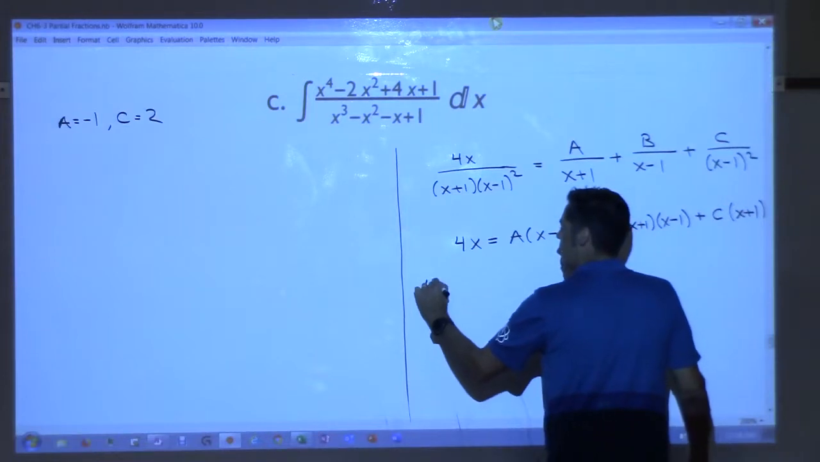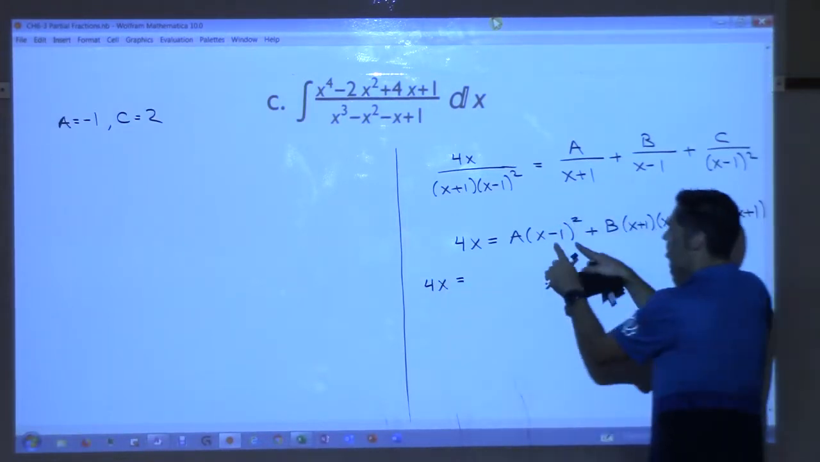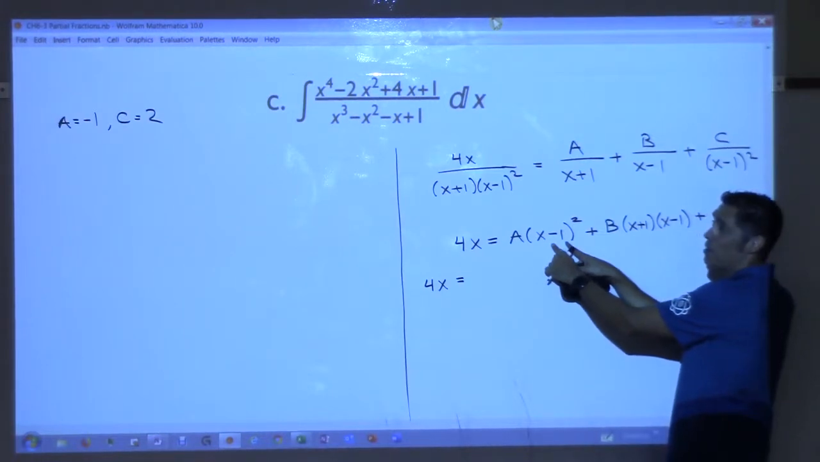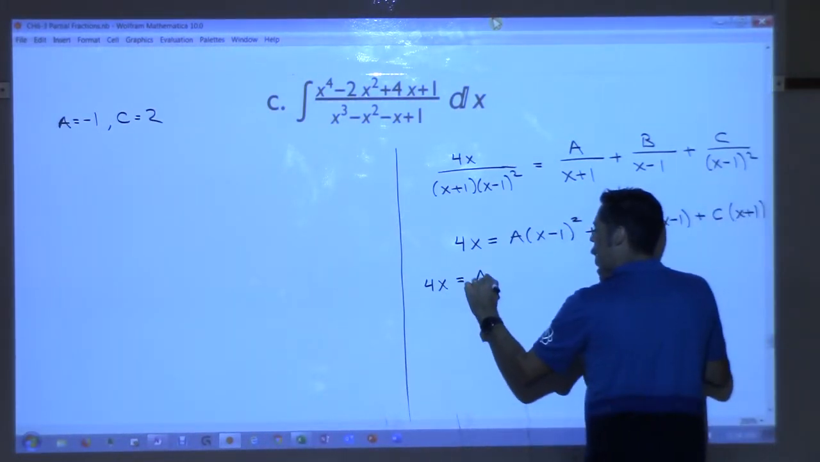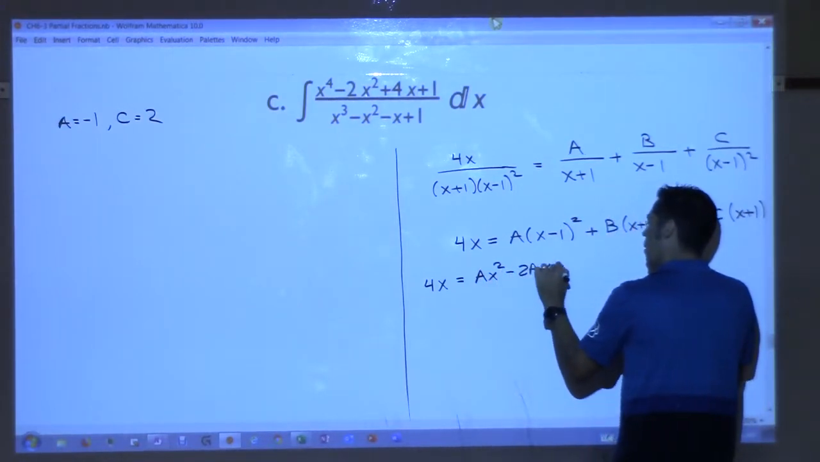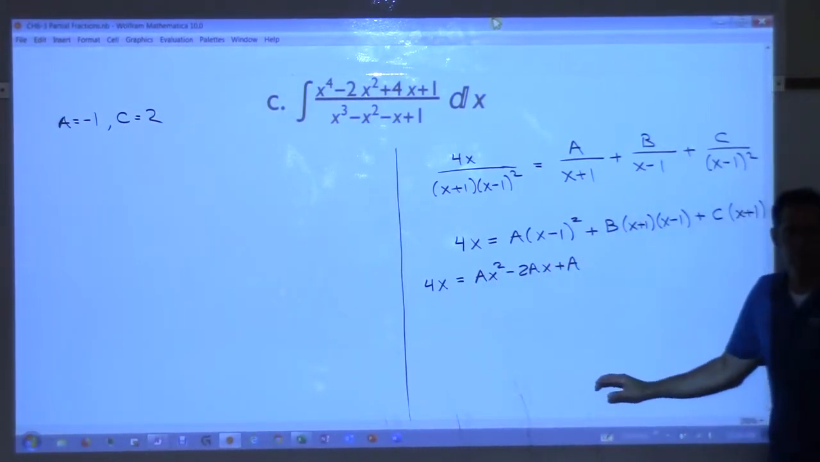I would have taken this, I would have had 4x equals, I would have squared this. That squared would be x squared minus 2x plus 1, right? x squared minus 2x plus 1. But then I would have distributed an a through. So I'd have ax squared minus 2ax plus a. Everyone understand what I did there?